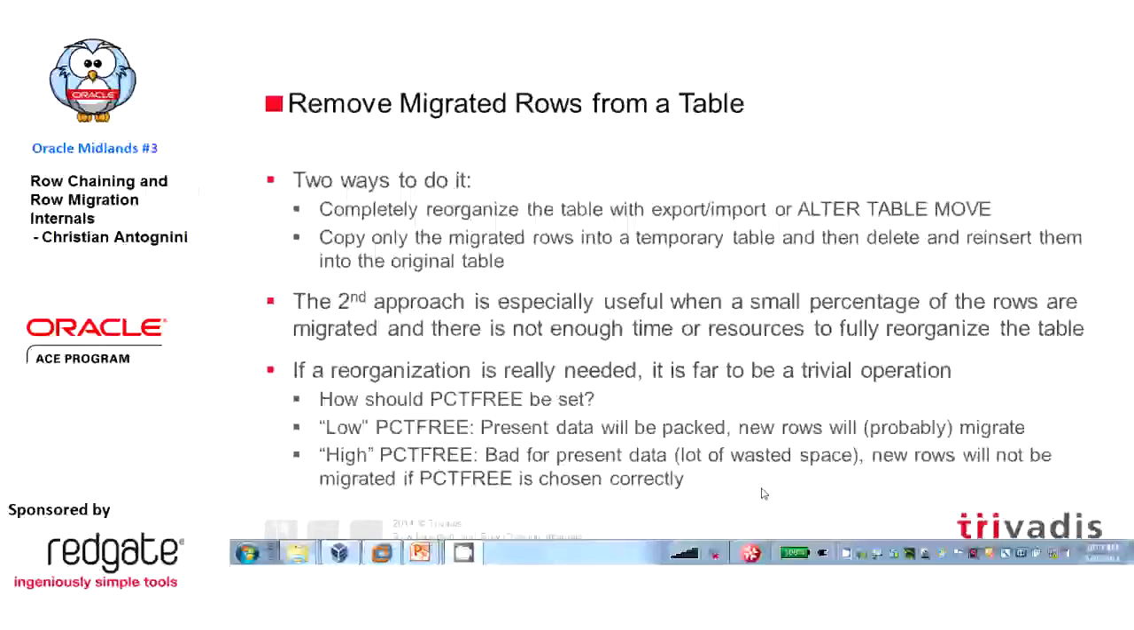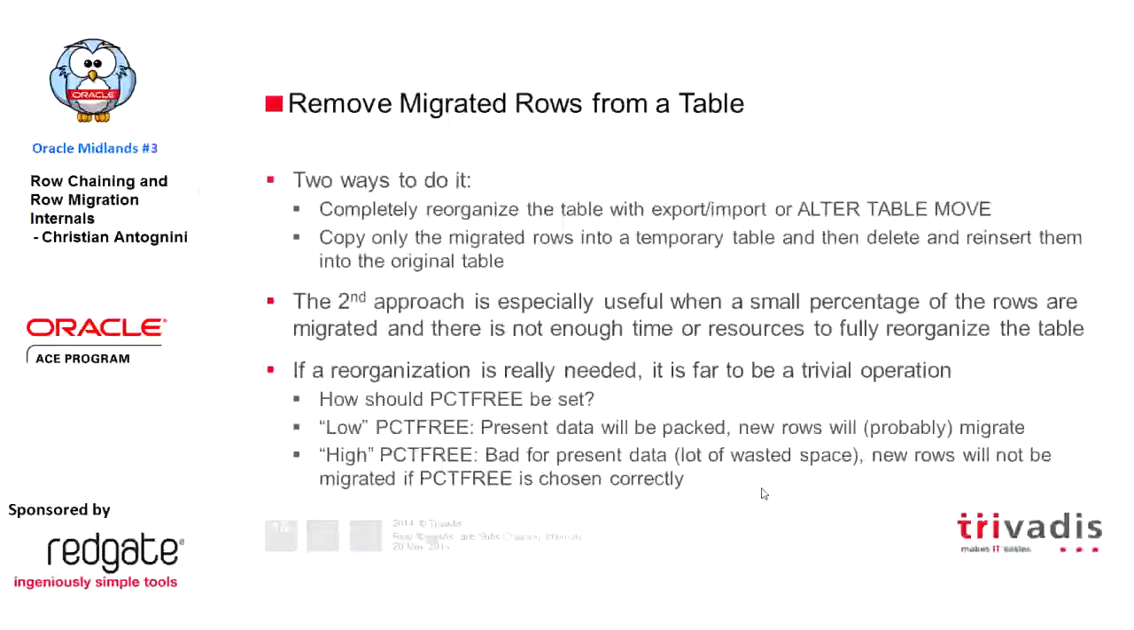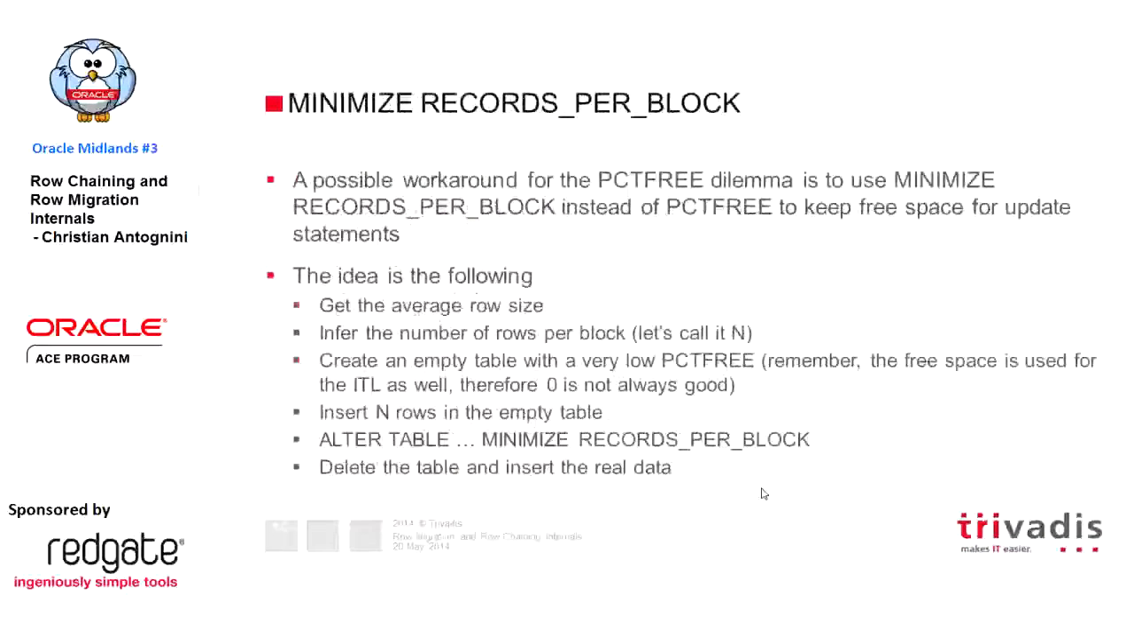If you do not have so many rows which are migrated, a good way to solve it, I would say, is to create a temporary table, insert into the temporary table a select from this table, delete them from the old table, and then reinsert them. When you do an insert of a migrated row, you are sure that you will get a non-migrated row. Whether you get a chained row depends on PCTFREE, as we have seen before. If the PCTFREE is small enough, you get a row which is not migrated, not chained. If you have the PCTFREE like in my previous demo, then you get a chained row.